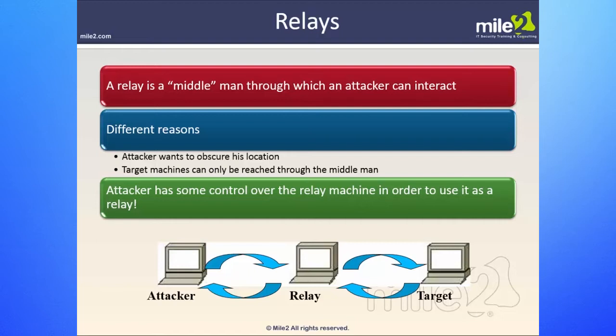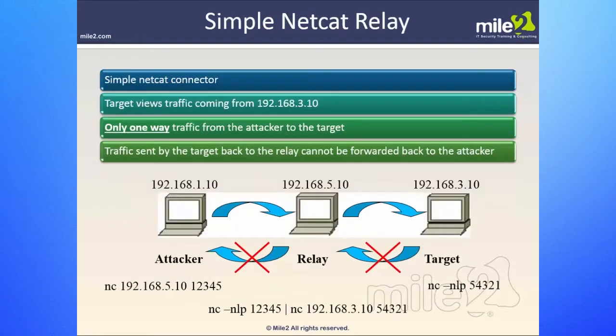Okay, so anyways, let's take a peek at some different types of relays we can do. We're about halfway through the module already, and here we're talking about doing a simple Netcat relay. When we're doing simple Netcat relays, you basically need a simple Netcat connector. The target views traffic coming from, in this case, our 192.168.3.10. Now, there is only one-way traffic from the attacker to the target. So traffic sent by the target back to the relay cannot be forwarded back to the attacker.